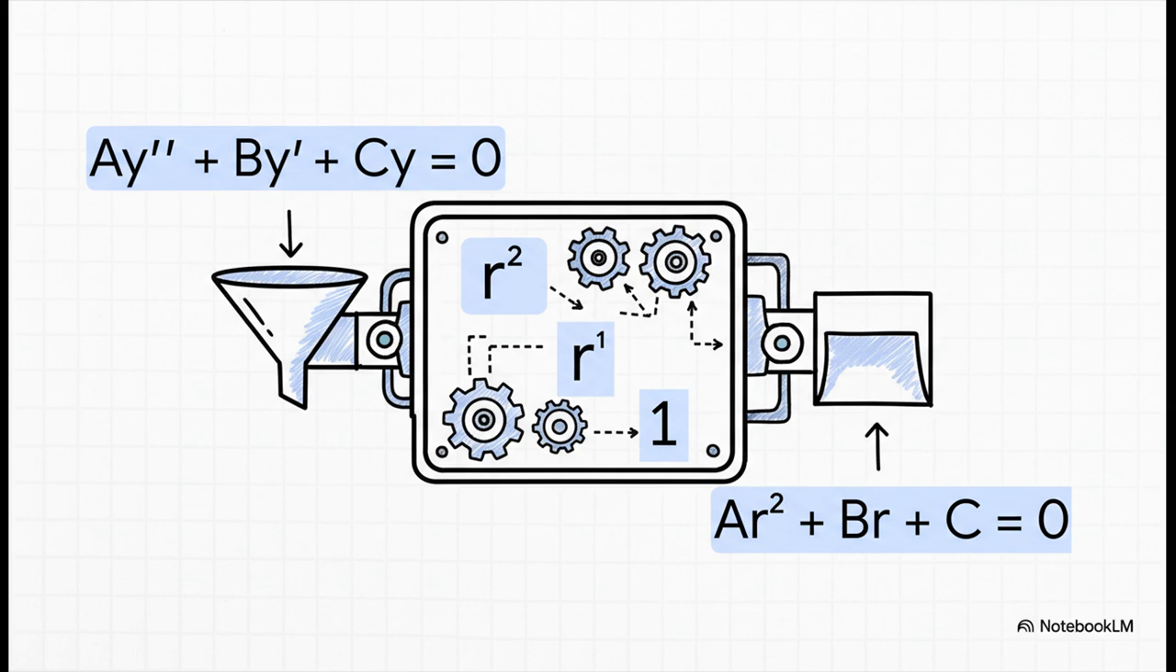For equations where a, b, and c are just numbers, constant coefficients, we can create this thing called the characteristic equation. You just swap y double prime for r squared, y prime for r, and y for 1. And just like that, we're solving a basic quadratic equation. The roots of that equation are going to tell us everything we need to know.